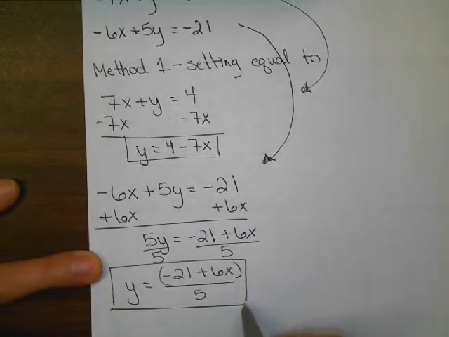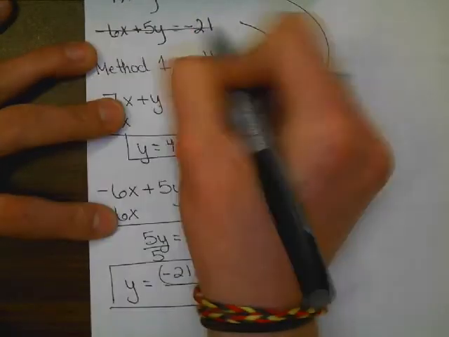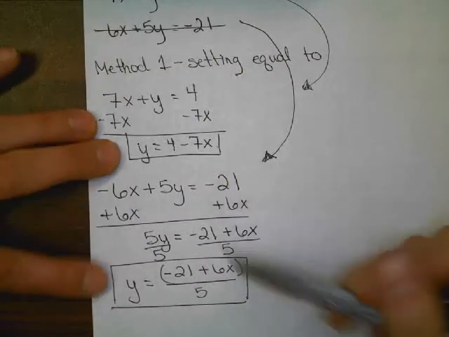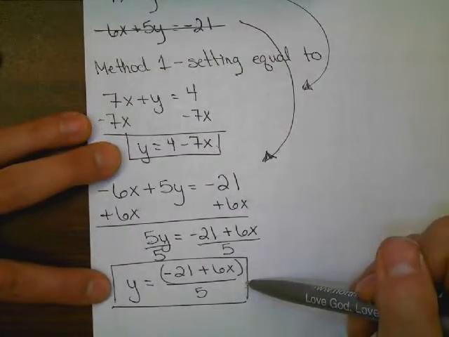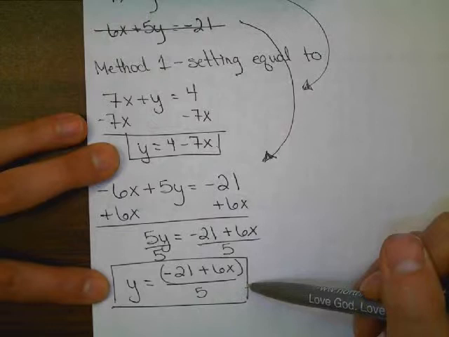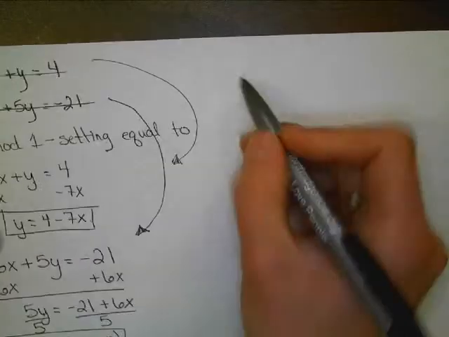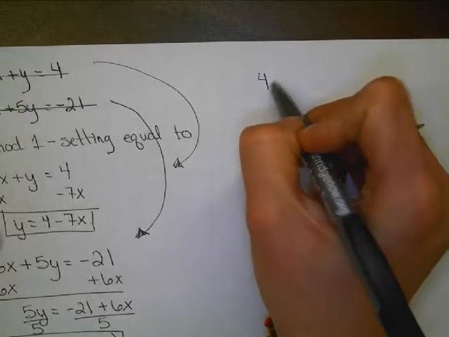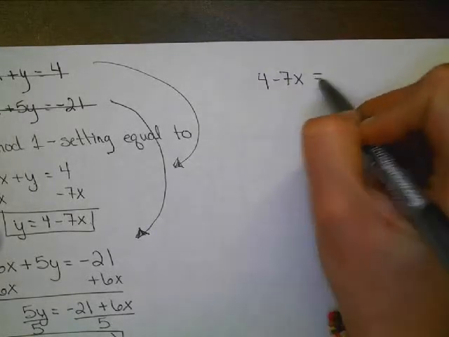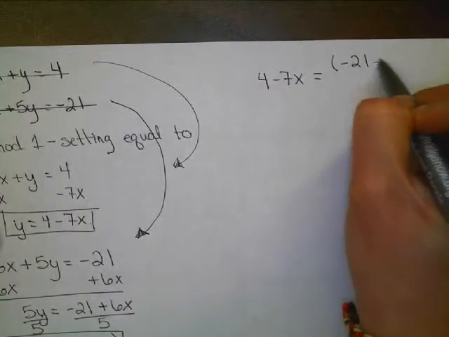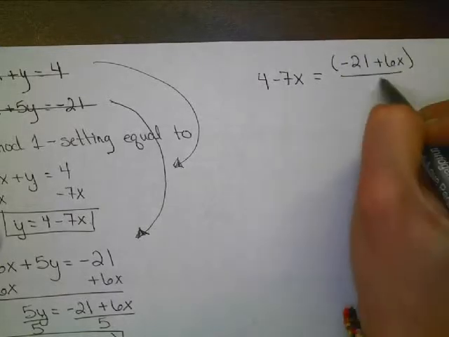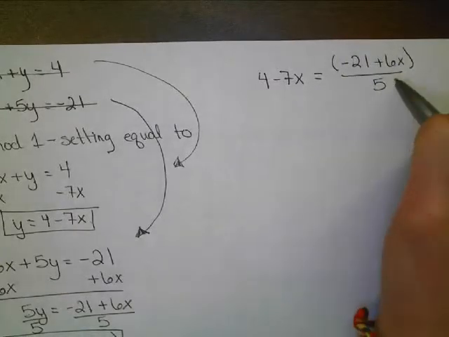Now I have two equations here. I'm not going to use this bottom one anymore. I have these two equations where y is by itself, and I'm going to set them equal to each other now because y is the same thing as y. So I have 4 minus 7x equals negative 21 plus 6x over 5.